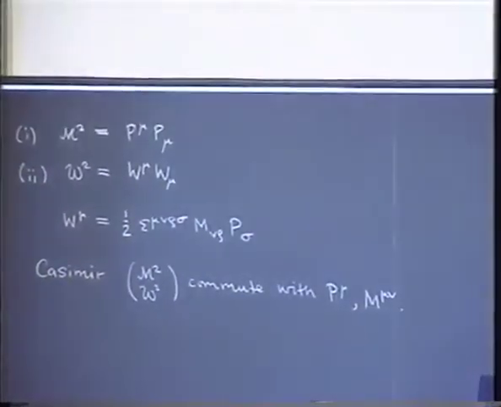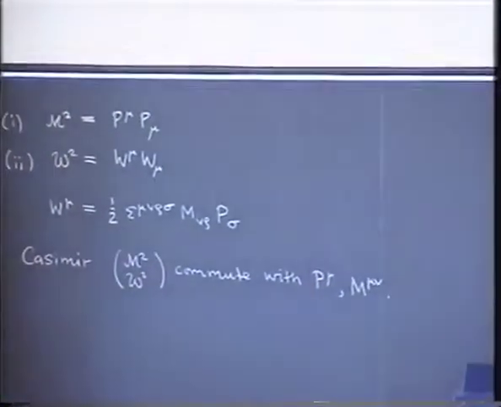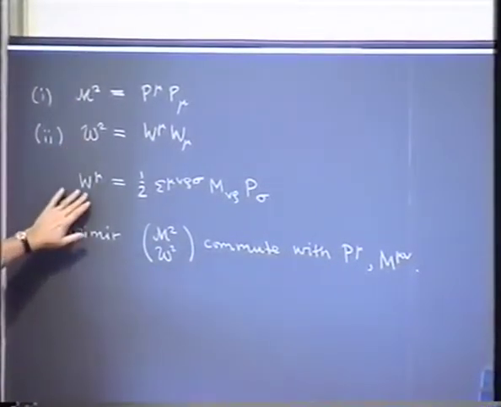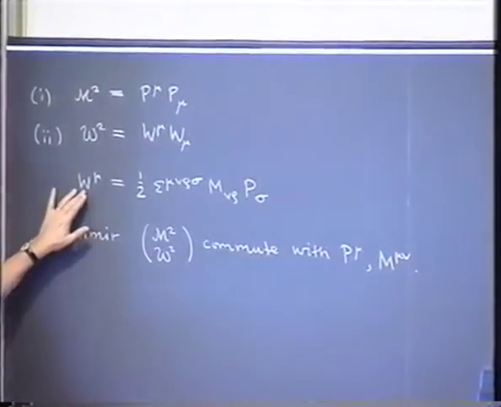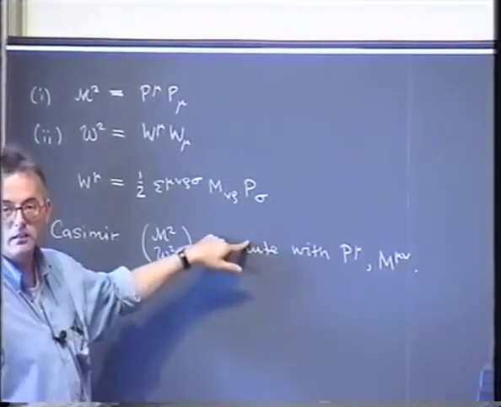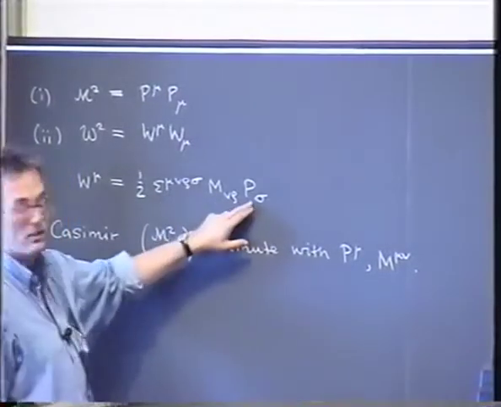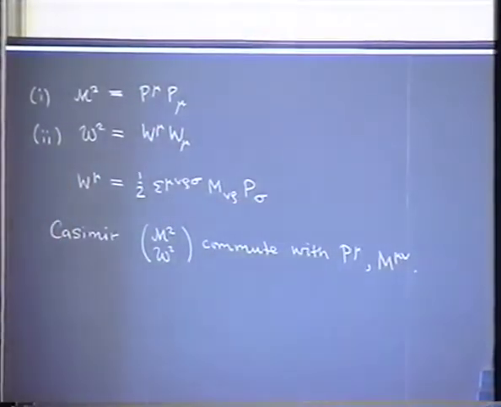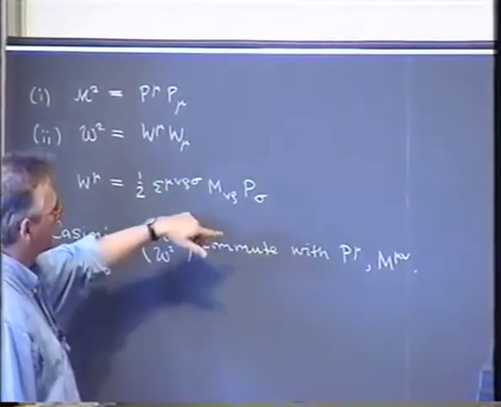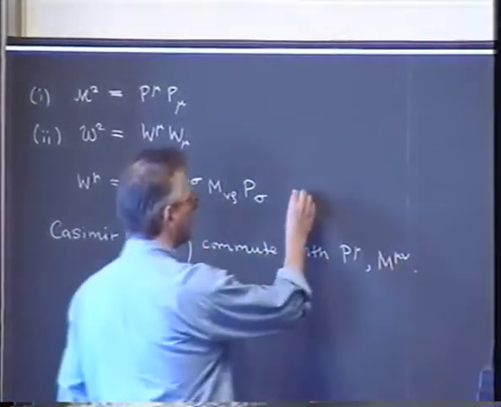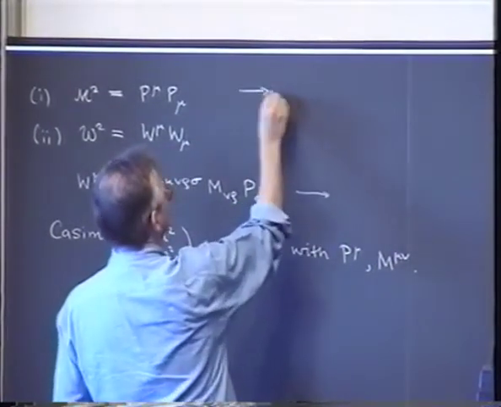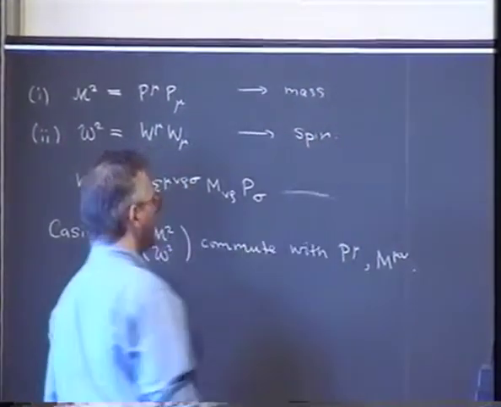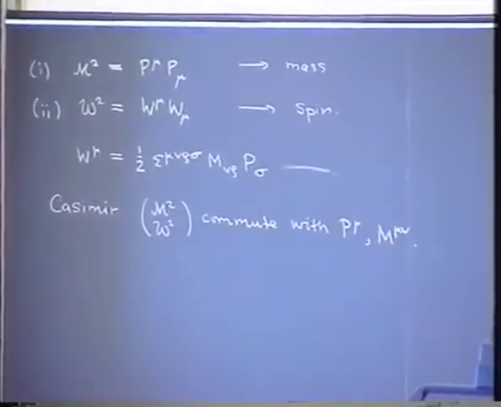Now we want to analyze this a little further. This is obviously the mass of the system or the particle. What is W squared? You can already see that it is related to spin because it has the angular momentum in it. By contracting with an epsilon and a p, you eliminate the orbital angular momentum, which would be something like p nu x rho, and that drops out. So this is the mass squared, and this is going to be the spin.